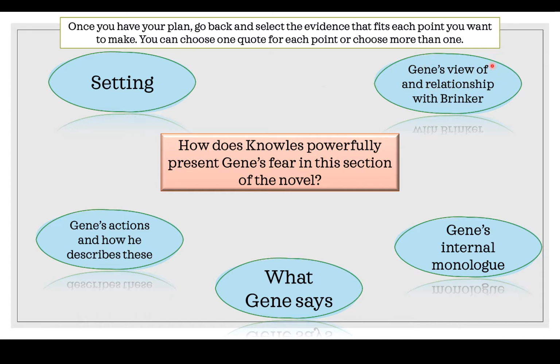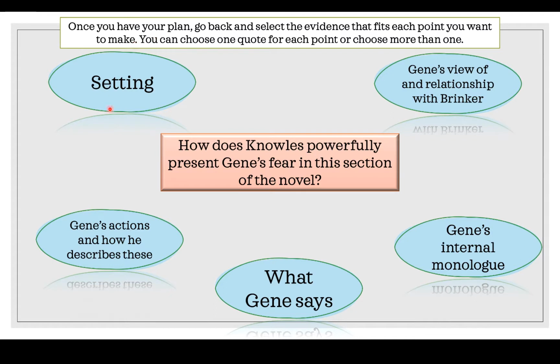We also have Jean's view of and relationship with Brinker and with others, and in terms of how he perceives them and how he responds to them. We've got Jean's actions and how he describes these. So remember, he's the one that's describing these, so we only understand others and himself through Jean's own perception. What Jean says, but also what he does, what he says to the others and how he says it. And we also have Jean's internal monologue, so his thought process and the way that he describes things to us.